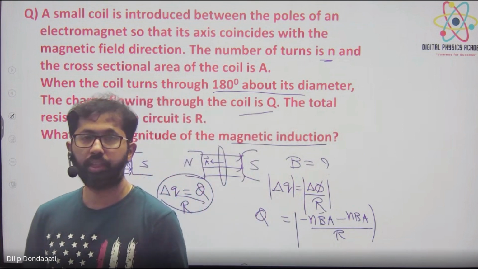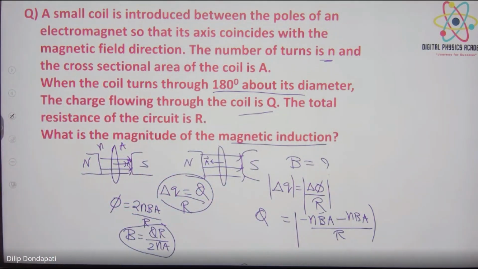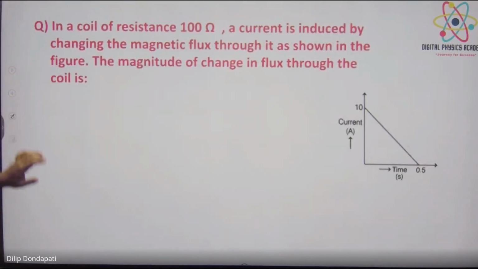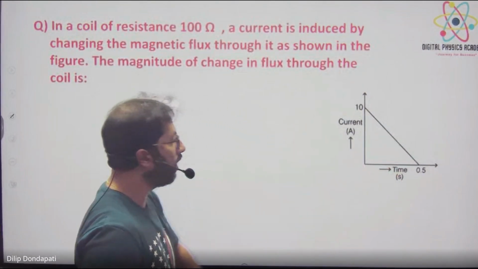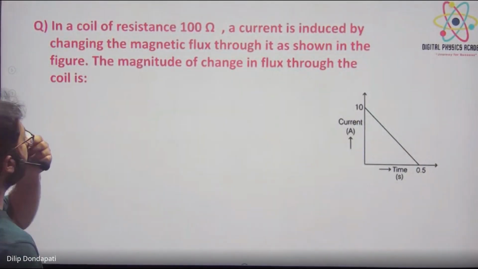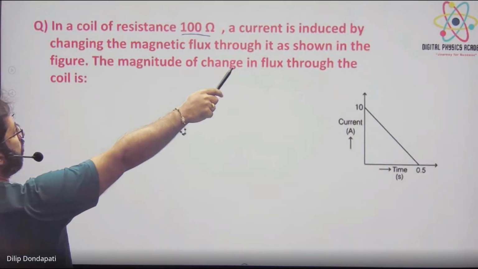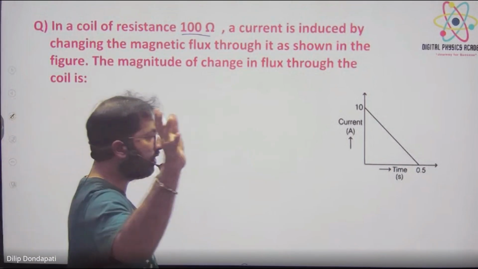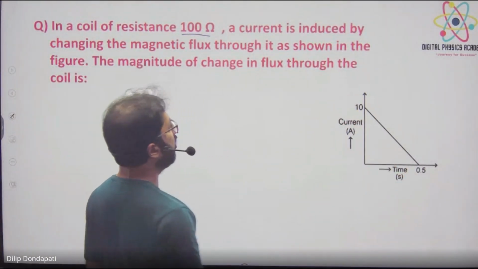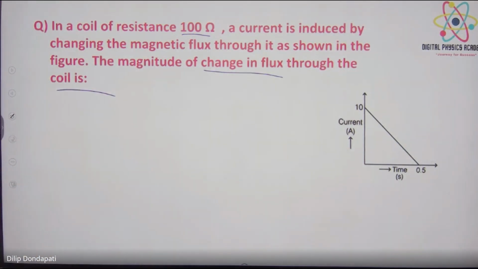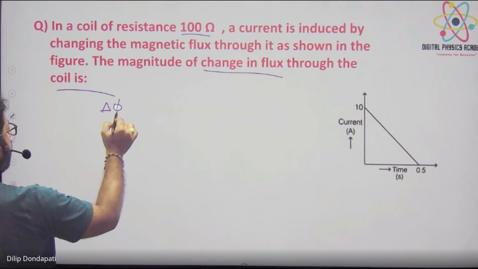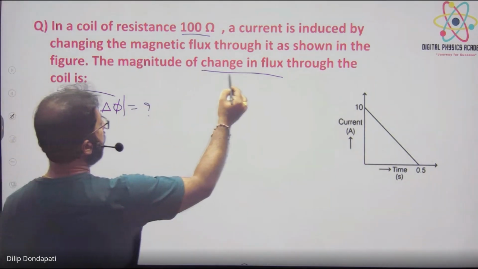Okay, another JEE Mains question. Now the graph is given, a current and time graph, with time up to 0.5 seconds. The coil has a given resistance, and current is induced by changing magnetic flux. The magnitude of the change in flux through the coil is what is asked. Mod delta phi is asking for the change in flux through the coil.